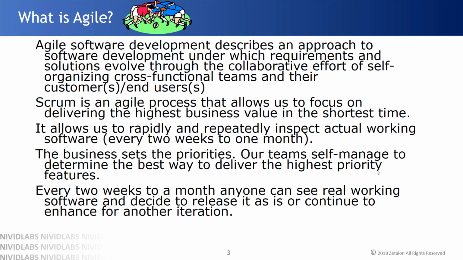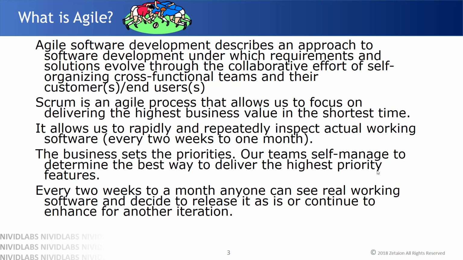And what is Scrum? Scrum is an agile process which allows us to focus on delivering the business values in priority order, also in an iterative manner. And Scrum rapidly and repeatedly inspects the actual working software every iteration. So Scrum will be divided into different iterations. I'll come over to the process of how it is divided in the next slide.